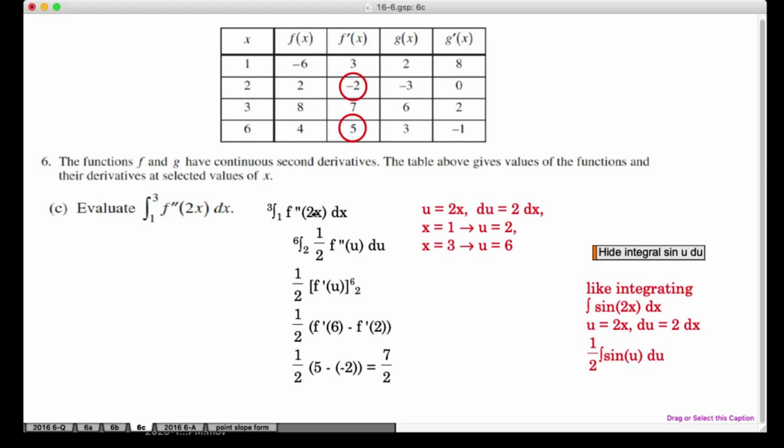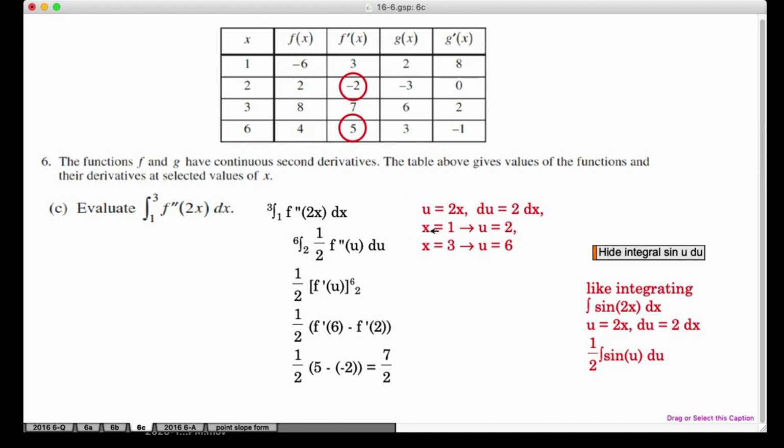If this was f double prime of x dx, you wouldn't have to do this u substitution. But it's a composition, so I have to do u substitution. So u is 2x, du is 2 dx. In a definite integral, everything here is in terms of x, so if I'm going to use u substitution, I want everything to be in terms of u. When x is 1, u is 2. And when x is 3, 2 times 3 is 6, u is 6. So you do a u substitution for everything, and then you never have to go back.